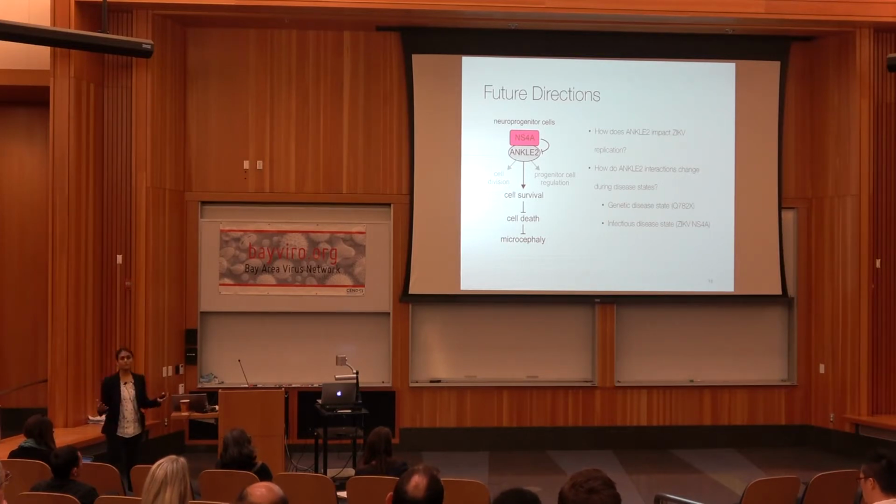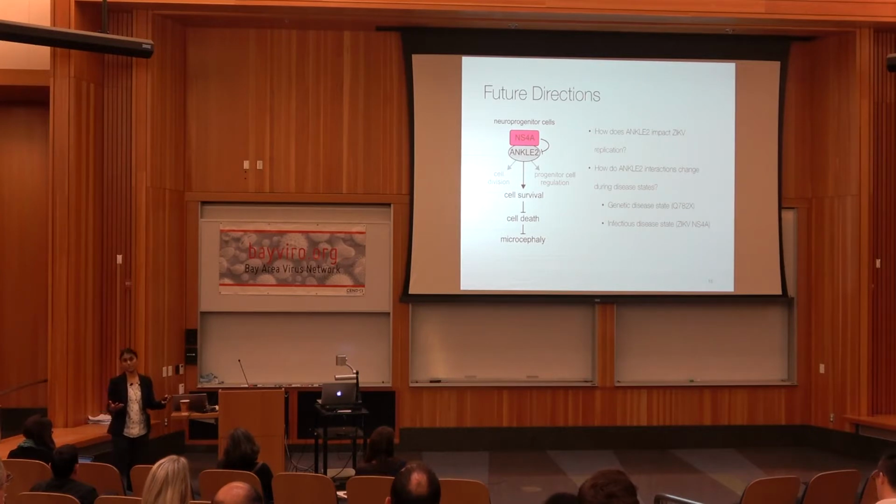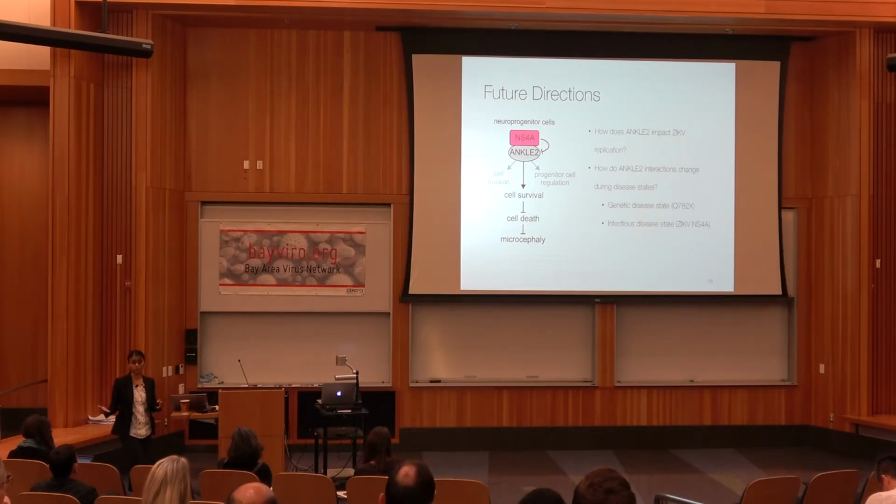Moving forward, we have a couple different questions. First, on the virology side, what role does ANKL2 play in Zika virus replication? Is it interacting with it to facilitate replication in some way? And is this phenotype more pronounced in the tissue that Zika virus tends to affect and be pathogenic in, which is neuroprogenitor cells? That's something that we're working on using CRISPR knockout.